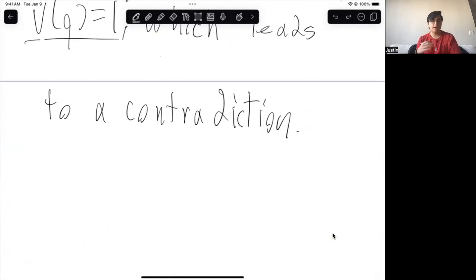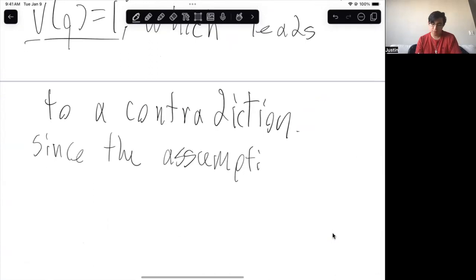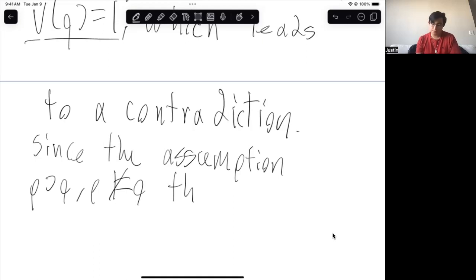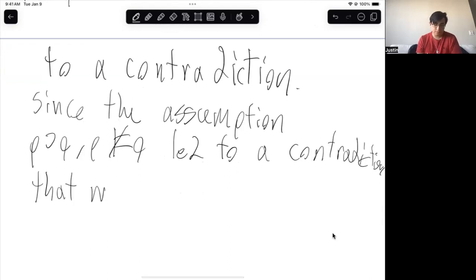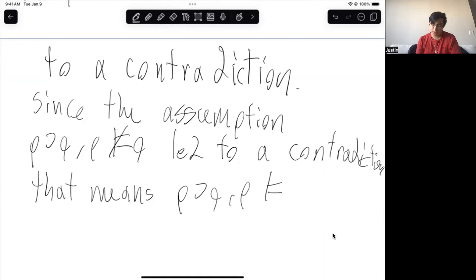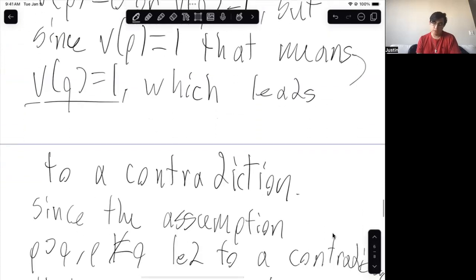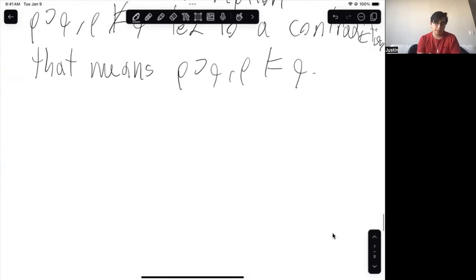actually, let me write it out in a more sophisticated way. Since the assumption that P does not entail Q led to a contradiction, that means that P entails Q. Even here, I probably should have written it better and said that it leads to a contradiction.